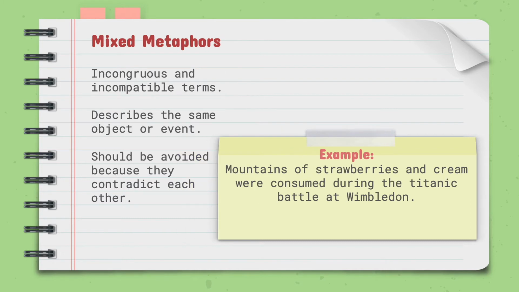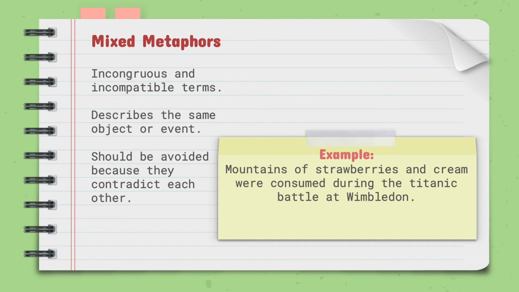We now go on to another type of metaphor, which is a mixed metaphor. These are incongruous and incompatible terms used to describe the same object or event. Mixed metaphors should be avoided as they contradict one another. The example here is: "Mountains of strawberries and cream were consumed during the Titanic battle at Wimbledon."